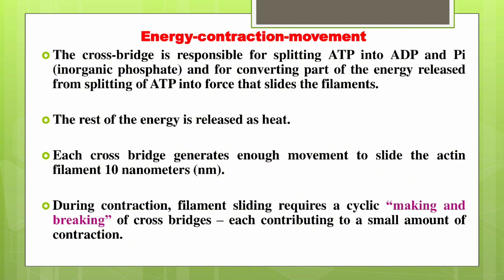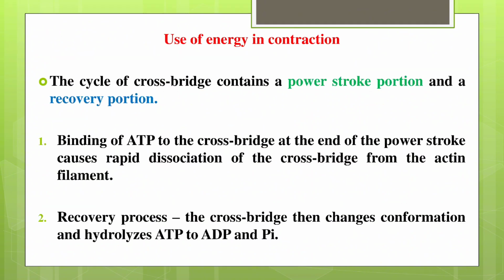Each cross bridge generates enough movement to slide the actin filament 10 nanometers. During contraction, filament sliding requires a cyclic making and breaking of cross bridges, each contributing a small amount of contraction. Use of energy in contraction. The cycle of the cross bridge contains a power stroke portion and a recovery portion. Point 1: binding of ATP to the cross bridge at the end of the power stroke causes rapid dissociation of the cross bridge from the actin filament.